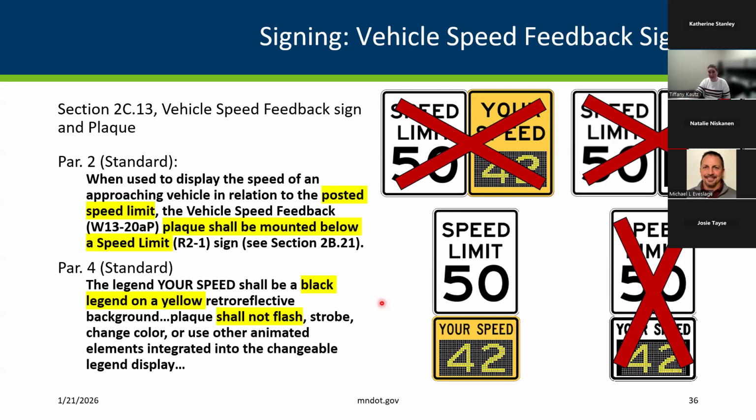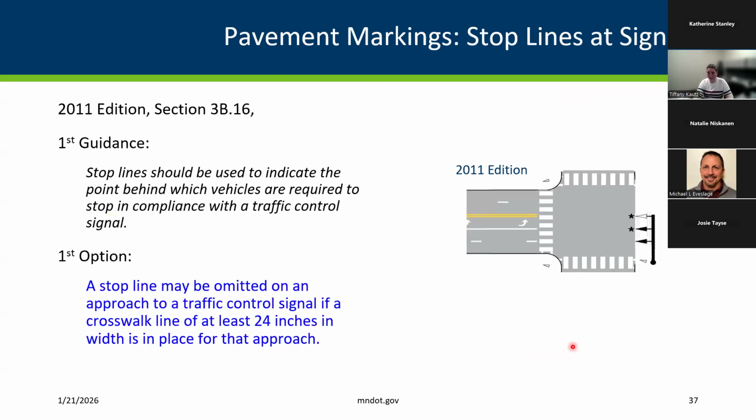So MnDOT is looking at the ways that we're going to modify our operation of these signs, but know that if you're using it in conjunction with a speed limit, you're going to need to use the plaque below it, and then it shall not flash.